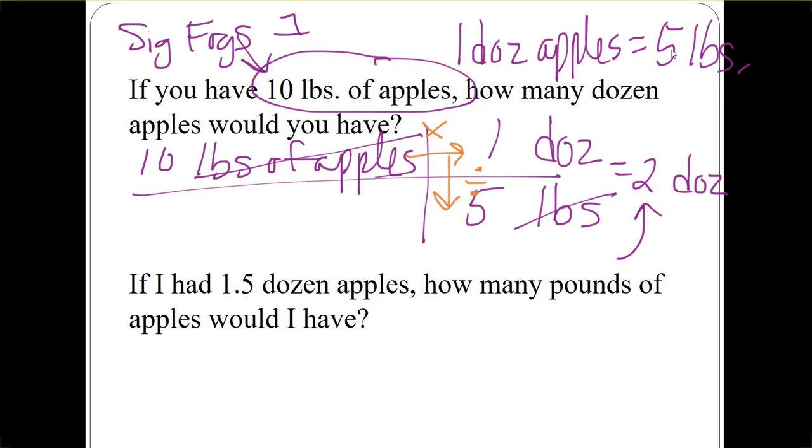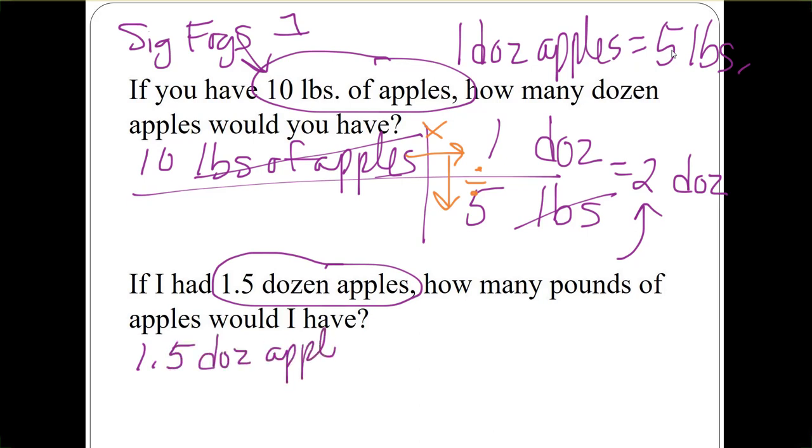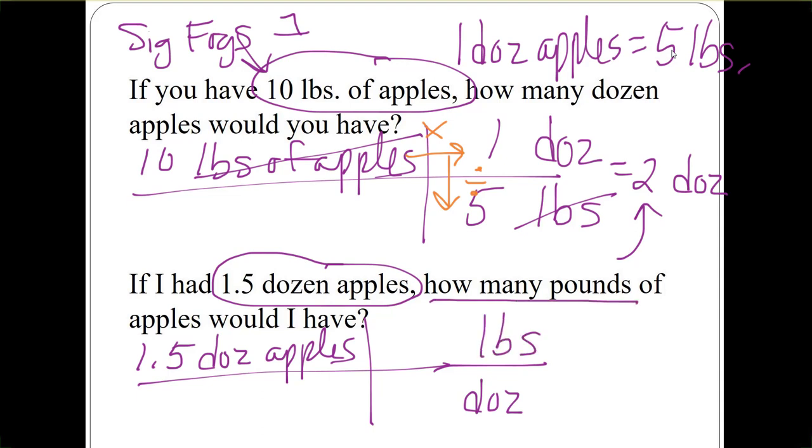So on this one, I look for the number that I need to convert, and it's right there, 1.5 dozen apples. And I want to cancel out dozen, and so I'm going to put dozen here on the bottom, and I'm going to turn it into, it says how many pounds. So I'm going to turn it into pounds. So notice that this example is exactly the opposite of this conversion factor. So I'm just going to use the same conversion factor, but have pounds on the top, so 5 pounds, and 1 dozen on the bottom, okay? And again, these two things have to equal each other. Otherwise, it's not a conversion factor.